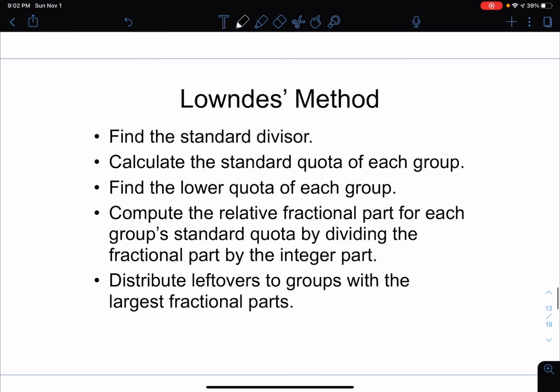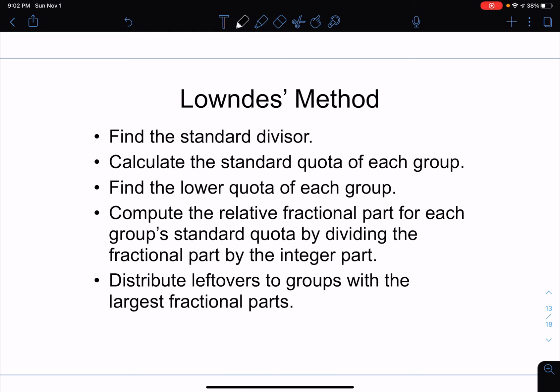Okay, the second method in this quota method section is something called Lowndes' method. Lowndes looked at Hamilton's method, and he felt like it wasn't good enough, especially when it came to smaller states. Hamilton's method tended to favor larger states, but with the smaller states, those decimal parts matter a lot more than what Hamilton's method allowed them to. So he wanted to compute something called the relative fractional part to give that a little more oomph.